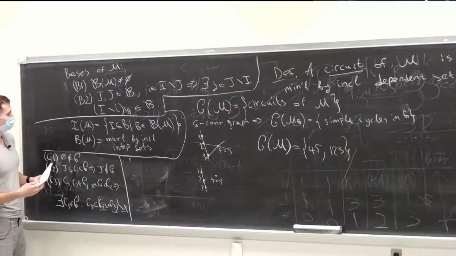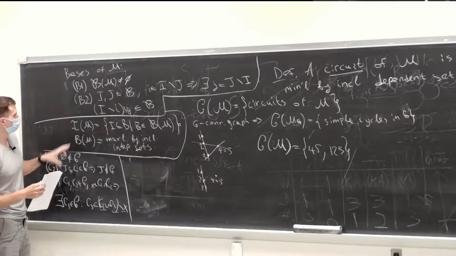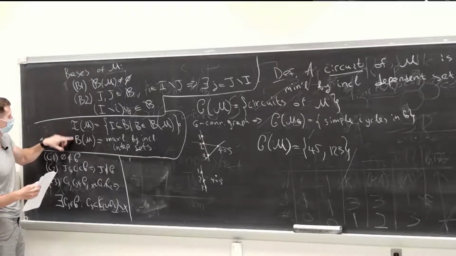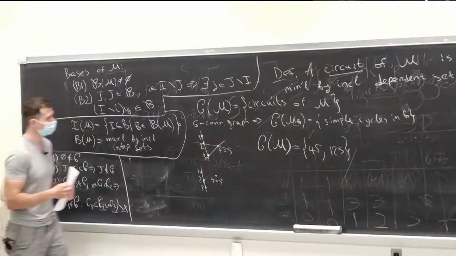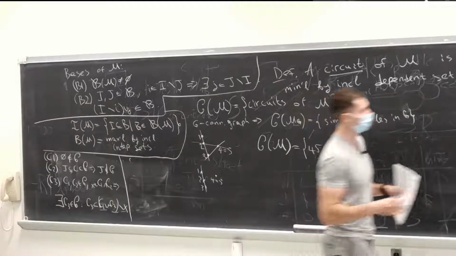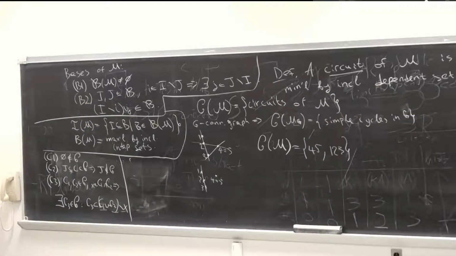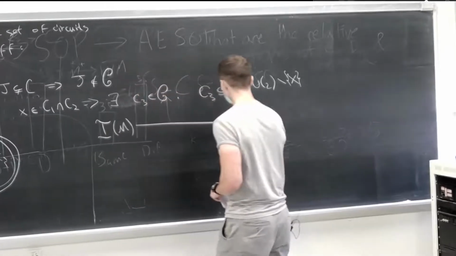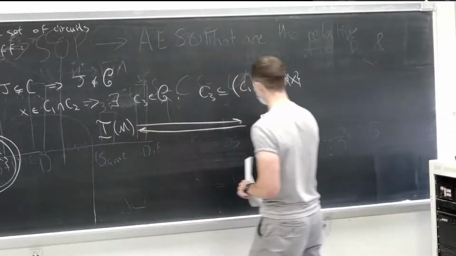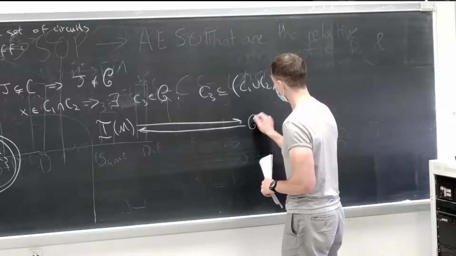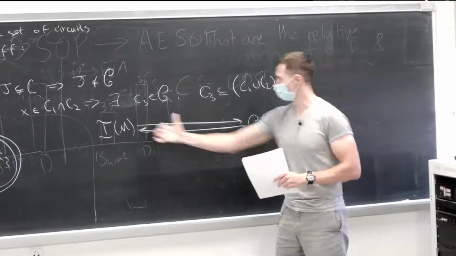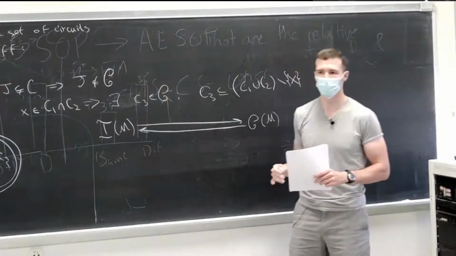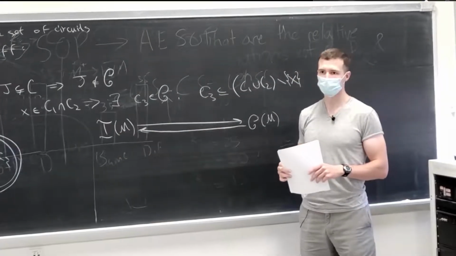All right, so I know how to go between independent sets and bases. How do I go between circuits and independent sets? Let's say I have independent sets, and then I want to go back and forth with the circuits of the matroid. How do I go in this direction? If I know the independent sets, what are the circuits?